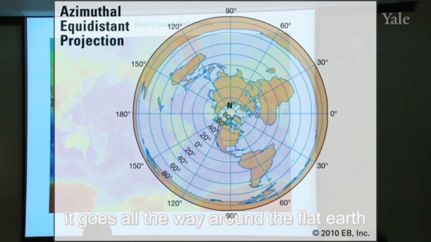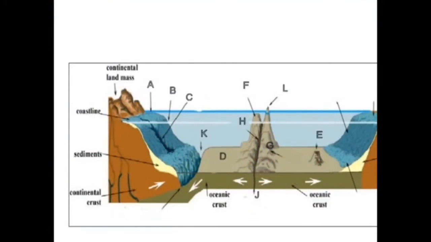Questions on this? We have deep sea trench. We have abyssal plains over here and over here. Flattest places on Earth.